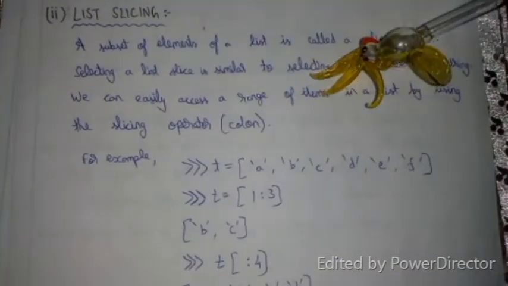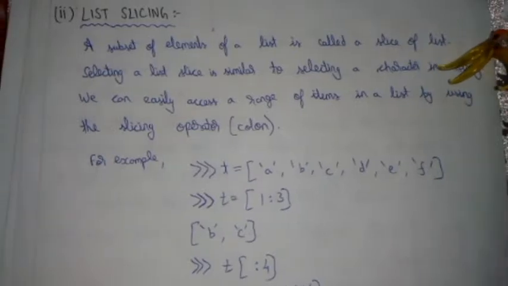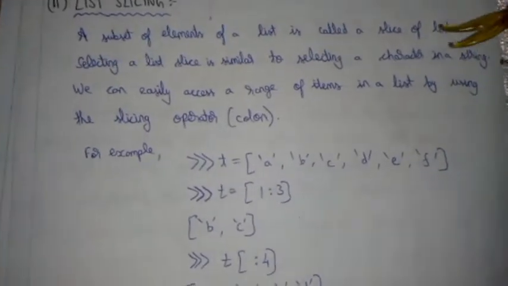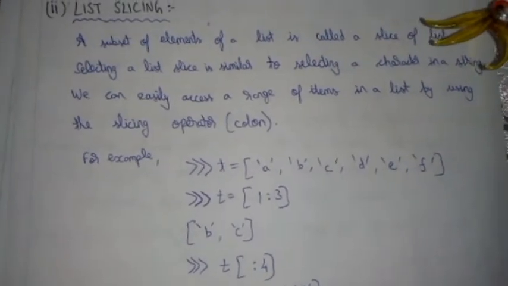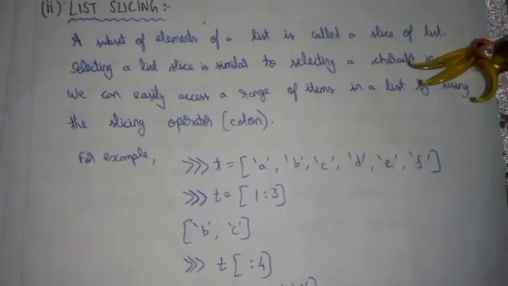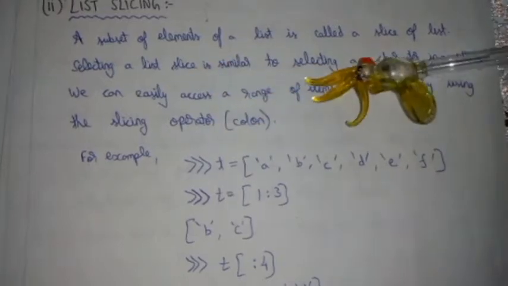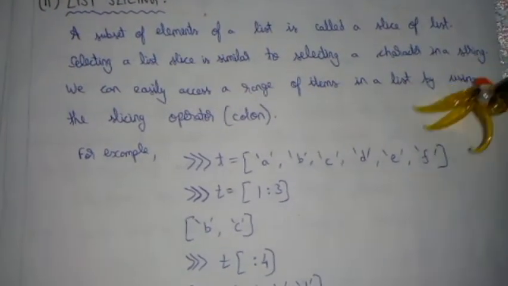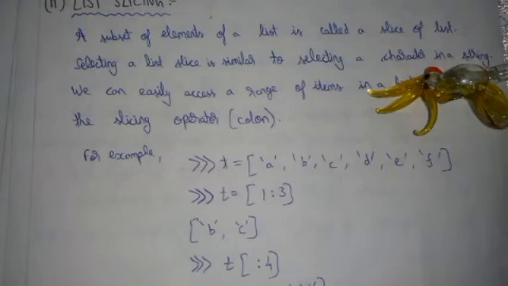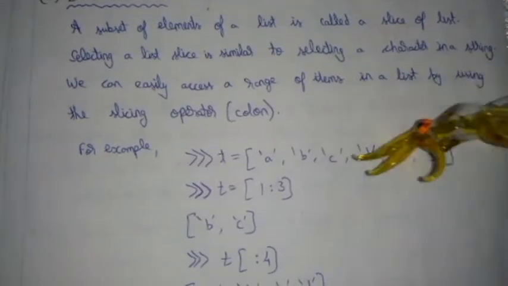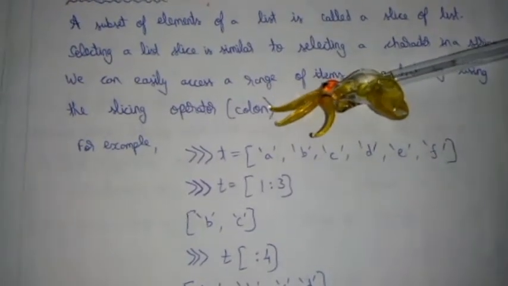So the next concept is list slicing. A subset of elements in a list is called a slice of a list. Similar to the string concept, a subset of a list is called slicing. Selecting a list slice is similar to selecting a character in a string. So we can easily access a range of items in a list by using the slicing operator colon.